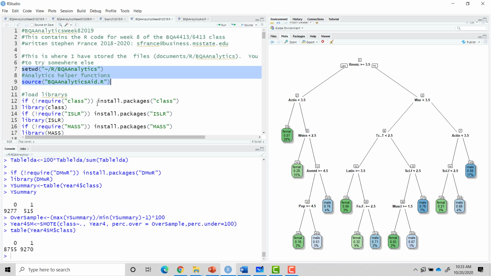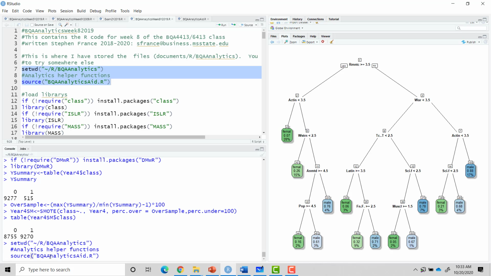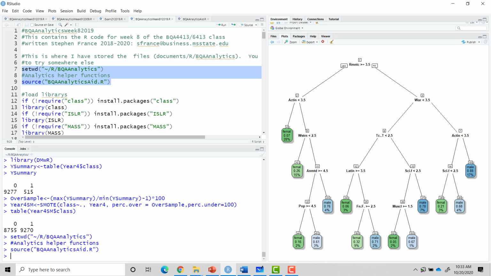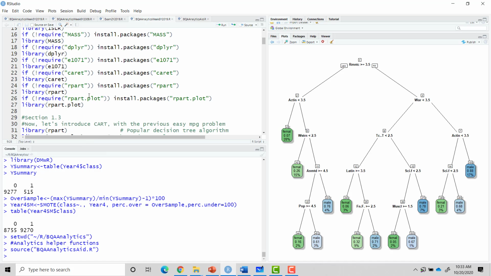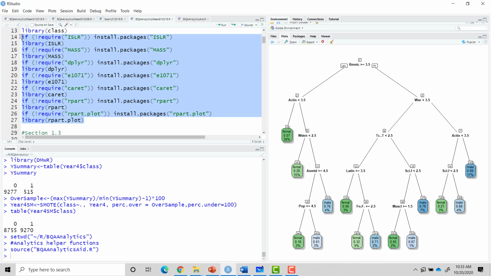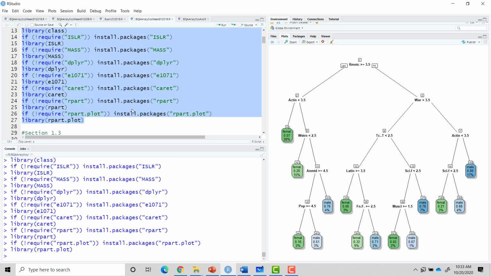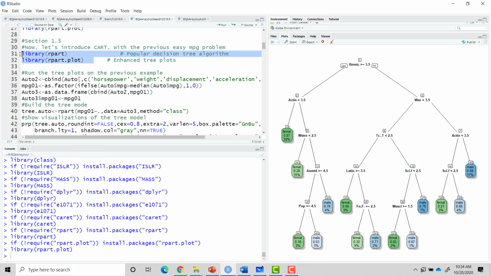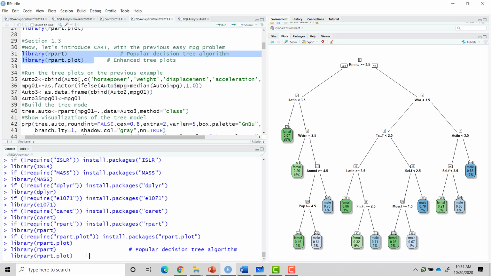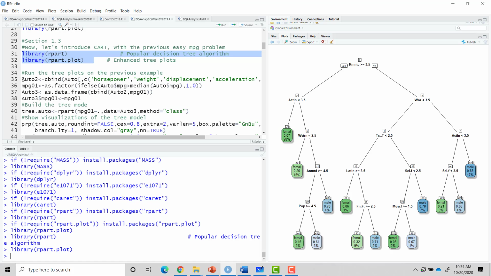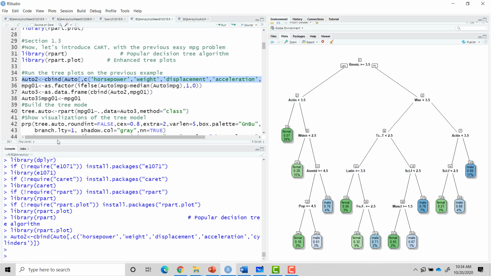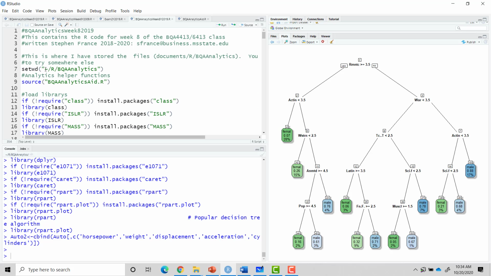So again, just make sure you're in the right directory and you have my helper function installed. We're going to use the rpart function today for the trees, but we're going to use a few others. Okay, make sure we have the libraries installed. Okay, so we've done each of our other methods on this auto data set, so let's do it again. So we've loaded in auto.